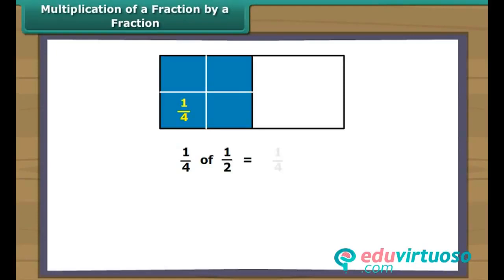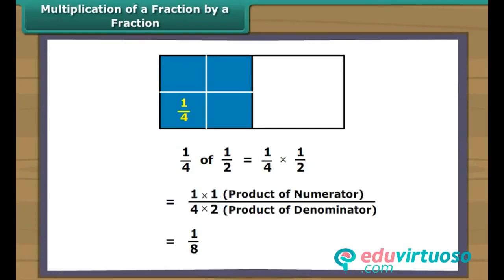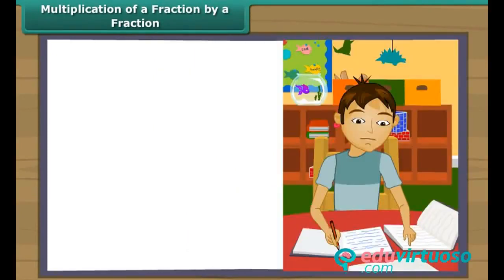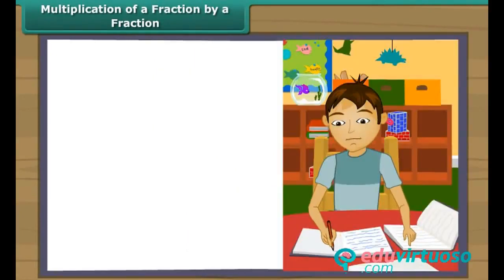1/4 of a half means 1/4 multiplied by 1/2. This is equal to 1/8. We multiply two fractions as product of numerators upon product of denominators. Multiplication of a fraction by a fraction.